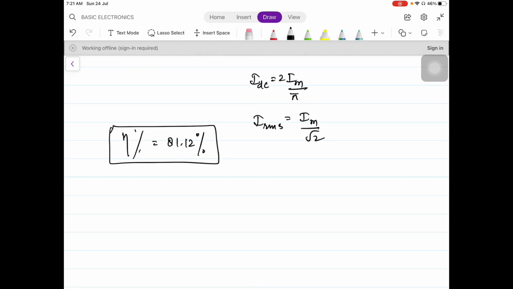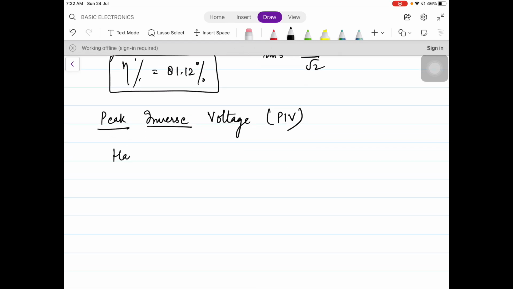The next thing that we must know about rectifiers is the peak inverse voltage, which is also shortly termed as PIV. Peak means maximum, inverse means reverse voltage. That means the maximum reverse voltage which a diode can tolerate is called PIV. In the case of half wave rectifier, we can remember it as it is: the diode PIV is only Vm, that means the maximum voltage of the AC.